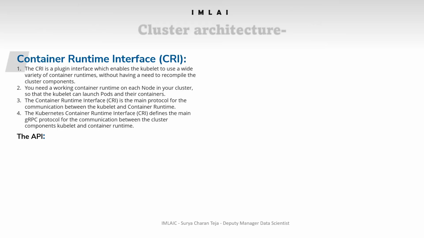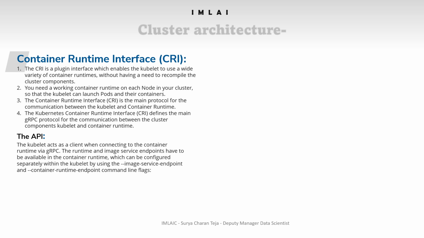So next, the API, which makes all these things possible. The kubelet acts as a client when connecting to the container runtime via gRPC. The runtime and image service endpoints have to be available in the container runtime, which can be configured separately within the kubelet by using the image service endpoint and container runtime endpoint command line flags. These are the two flags which we are going to use.